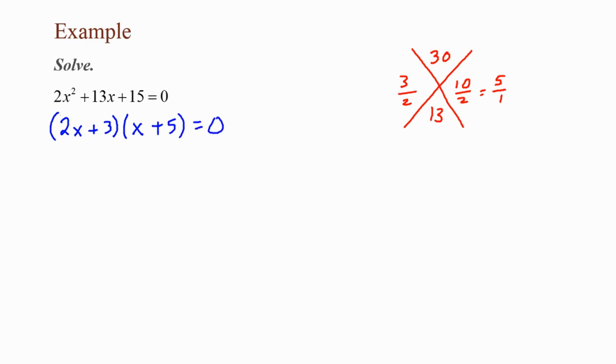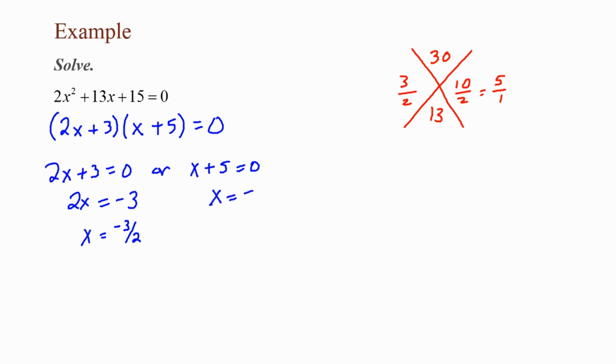Using the zero factor property, I set each of them equal to 0. So 2x plus 3 equals 0, or x plus 5 equals 0. Going back to the 2x plus 3 equals 0, subtract 3 from both sides. 2x equals negative 3. Divide both sides by 2, x equals negative 3 over 2. For x plus 5 equals 0, subtract 5, and x equals negative 5. So my two solutions are x equals negative 3 over 2 and x equals negative 5.